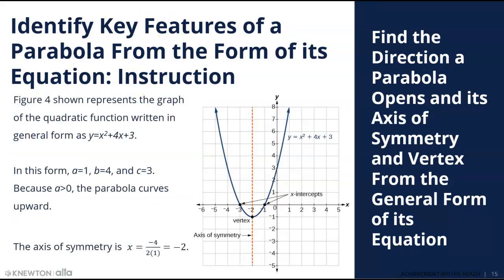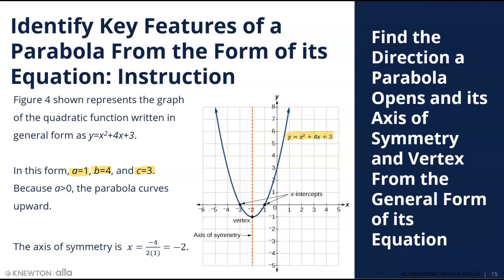For example, consider the given figure here. The figure represents the graph of the quadratic function given by y equals x squared plus 4x plus 3. Looking at the coefficients, a is equal to 1, the coefficient of x is 4, so b is equal to 4, and c is equal to 3, that is the constant.